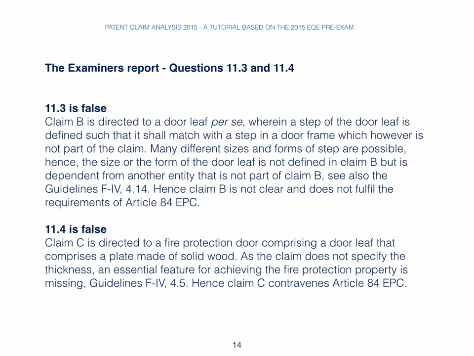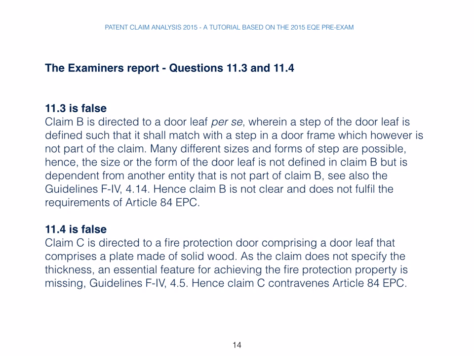The examiner's reasoning for statement 11.4 being false is as follows. Claim C is directed to a fire protection door comprising a door leaf that comprises a plate made of solid wood. As the claim does not specify the thickness, an essential feature for achieving the fire protection property is missing. Guidelines F Roman 4 4.5. Hence, Claim C contravenes Article 84 EPC. Note once again the guideline reference, and if you're not familiar with it, look it up.